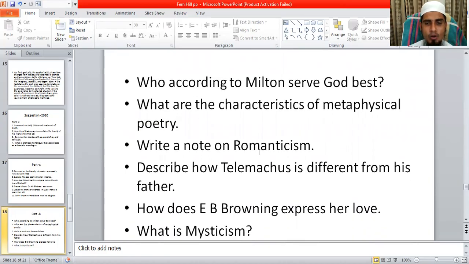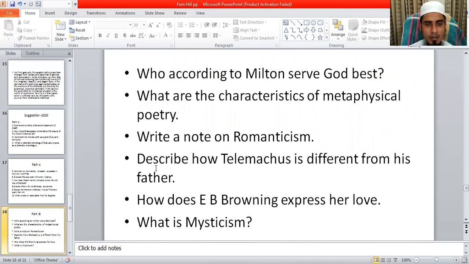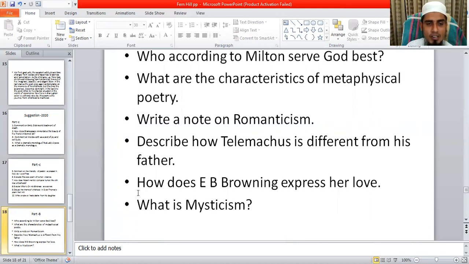And then, write a note on romanticism. Another question: describe how Telemachus is different from his father Ulysses. This is the main question here. Another is, how does Elizabeth Barrett Browning express her love? Another question, what is mysticism? This is very much important.